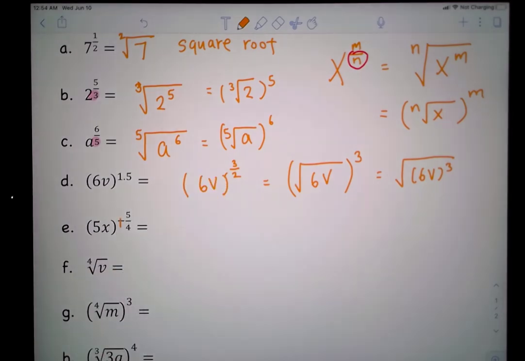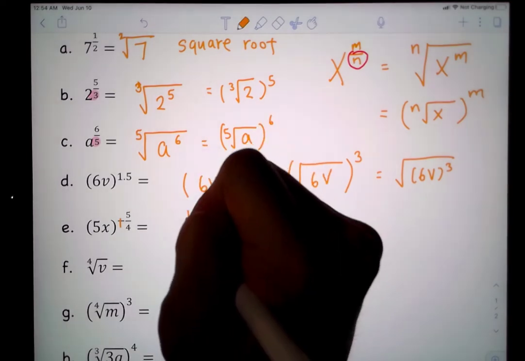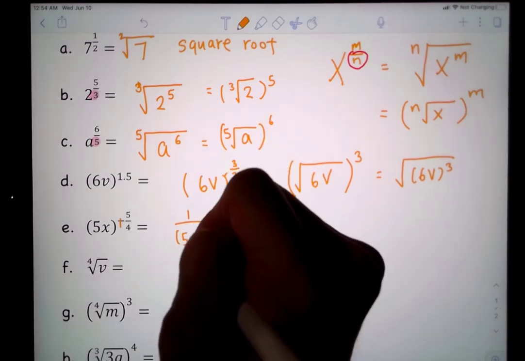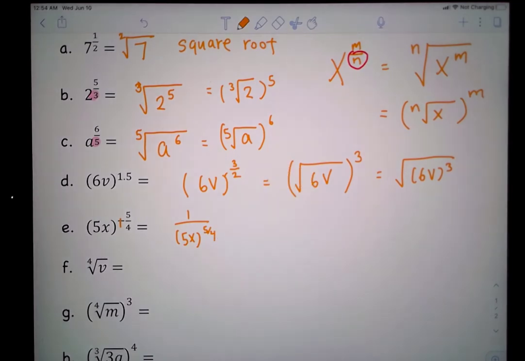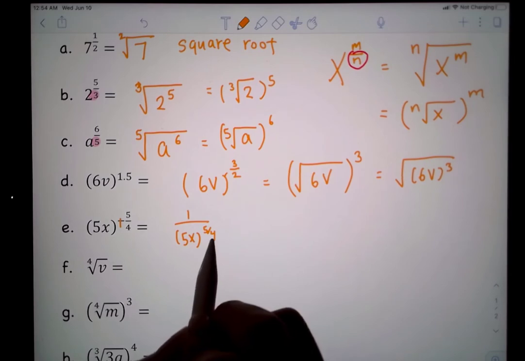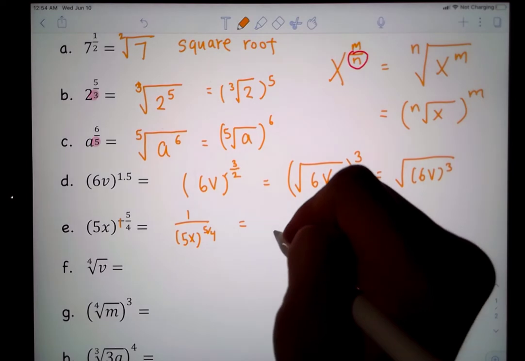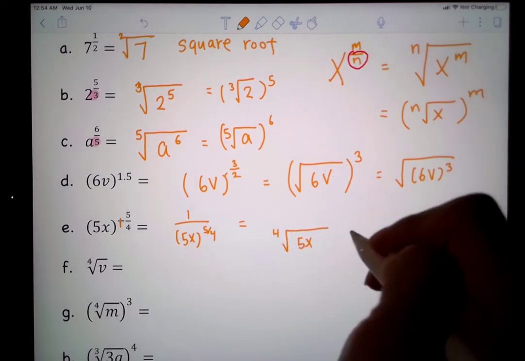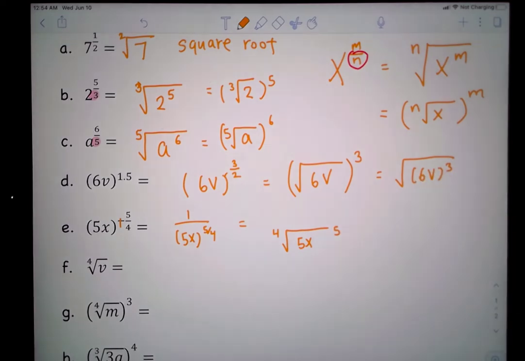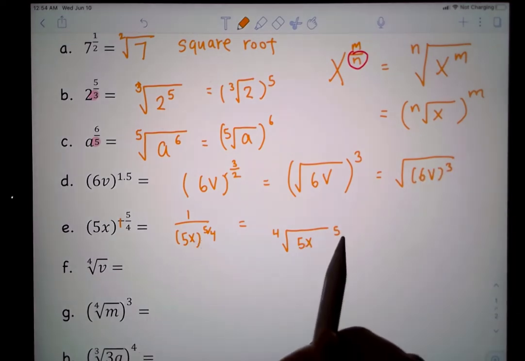But what? I need to flip it, right? So 1 over 5x and a 5 over 4. Just write it like this first. So we did the negative sign, right? And then you have this fraction. So we need to take out this 4. So 4th root of 5x to the 5th power, like this. This 5, I just put it outside.